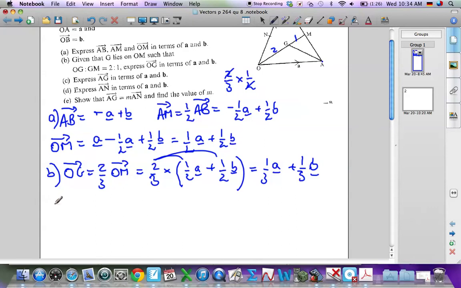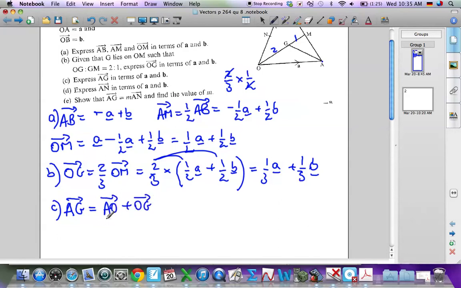Right, then we've got C. Express A to G using that. So if at any point you get a little bit confused, it's often a good idea to stick to the capitals first and just explain what route you're going to take, and then look for the lowercase vectors. So I'm going to go from A to O and then O to G.